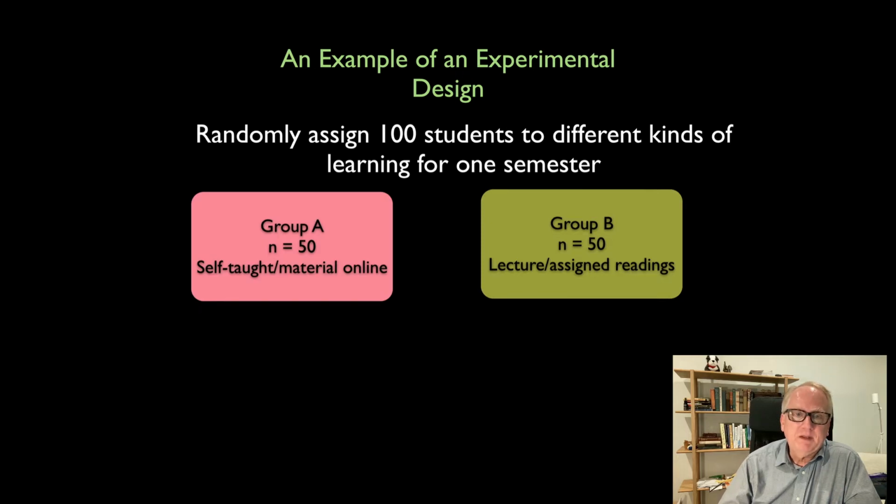In Group A, what's going to happen is they're going to learn the material for that particular subject completely self-taught. A whole bunch of material has been put online, and the students are told, go through that material and teach it to yourself during this coming semester. Group B is more of a traditional kind of teaching format, where they're going to go to watch lectures and have assigned readings throughout the semester.